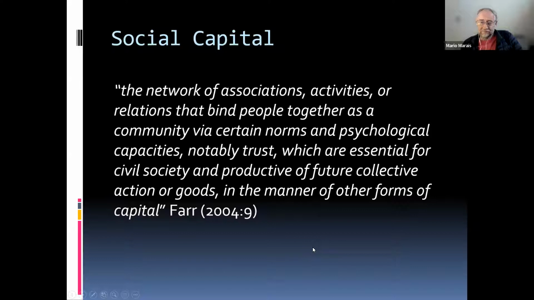So social capital, this is one of the many definitions. I like this one because it's a network of associations and relations that bind people together as a community. And you pick up the norms and the psychological capacity, trust, which are essential. And it's productive of future collective action of goods. And what I mean by future collective action of goods is this interdependence that you get locally to organize yourself better, to make better use of local resources, plus this vertical striving to get alignment, to get government to listen to you as to what you really need.